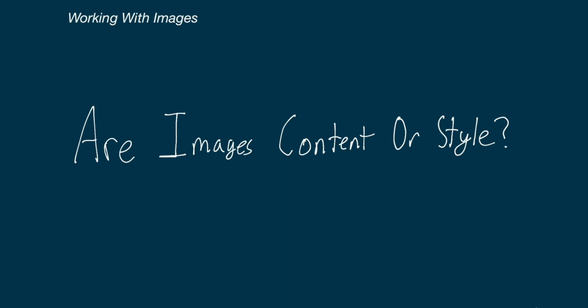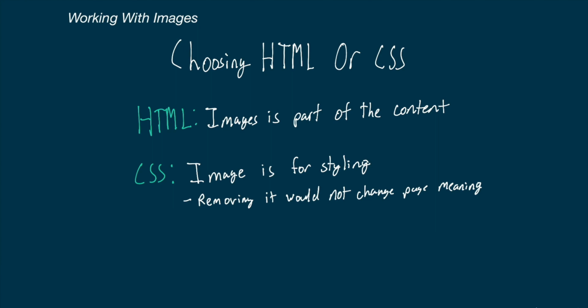In this video, we're going to be discussing images and how we can use them in CSS and when we should use them in CSS instead of the HTML image tag. And at the core of this discussion is the question, are images content or are they style? If they are content, then they belong in the HTML, since that's the markup of our content. But if they are style, then they belong in the CSS, since that is our style sheet. And this is actually going to be the deciding factor that we will be using.